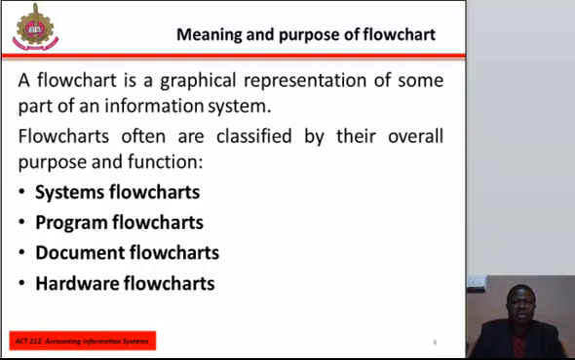Flowcharts have been used by information technology professionals for years to document computer programs. They also can be used to depict the hardware associated with a computer information system. Flowcharts are often classified by their overall purpose and function.